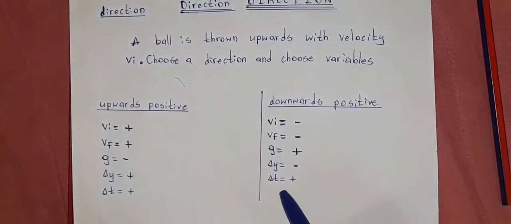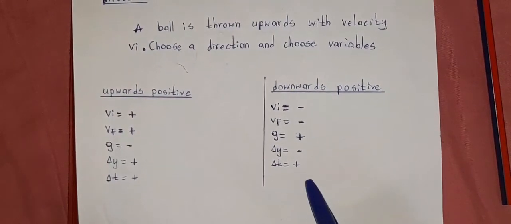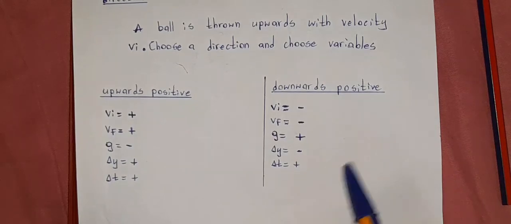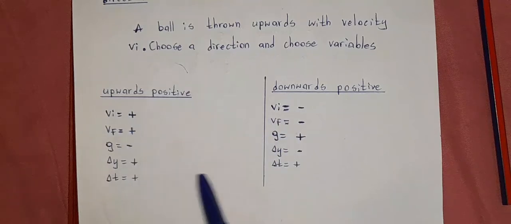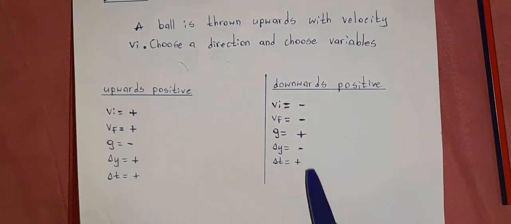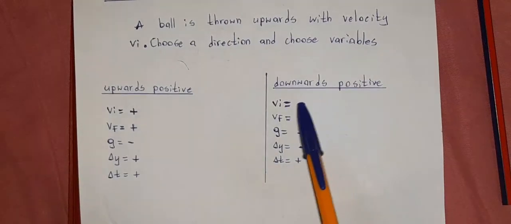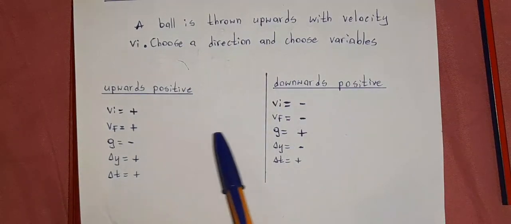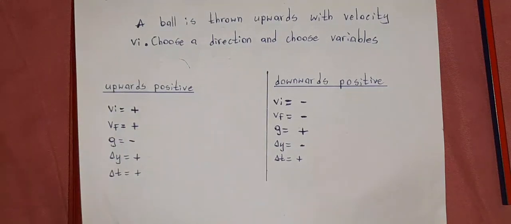And we have a change in time, which is always positive. It can never be negative. I explained why. So we can see that everything here changes signs except for change in time. If it was positive here, then it becomes negative here. If it is negative here, it becomes positive here. So I hope you can understand the main importance of choosing direction.